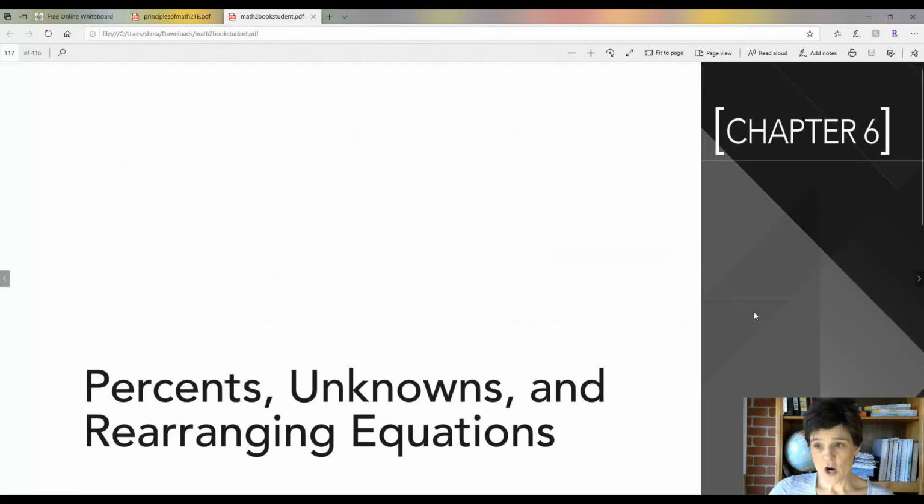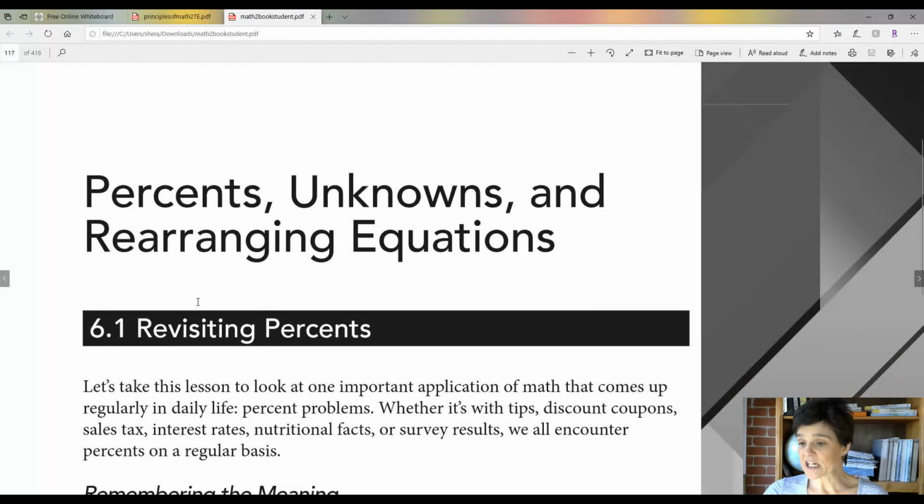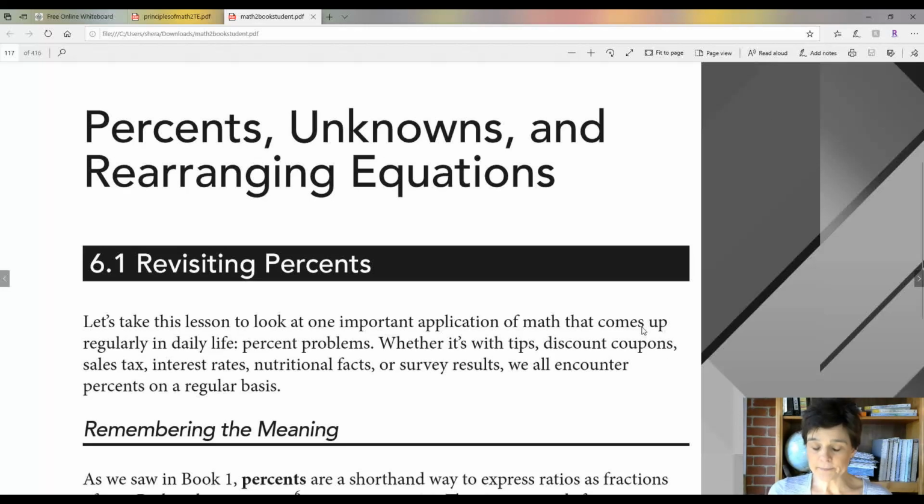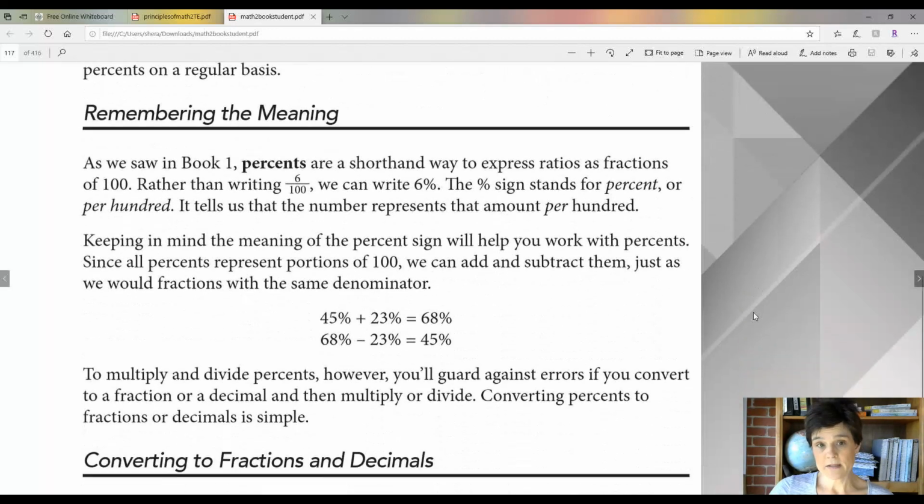But first, before we start that, let's go ahead and look at what 6.1 is about. Percents, unknowns, and rearranging equations. So we'll take a look at an important application of math. It comes up every day in life. Could be tips, coupons, sales tax, interest rates, nutritional facts, survey results. All of these things come in percents.